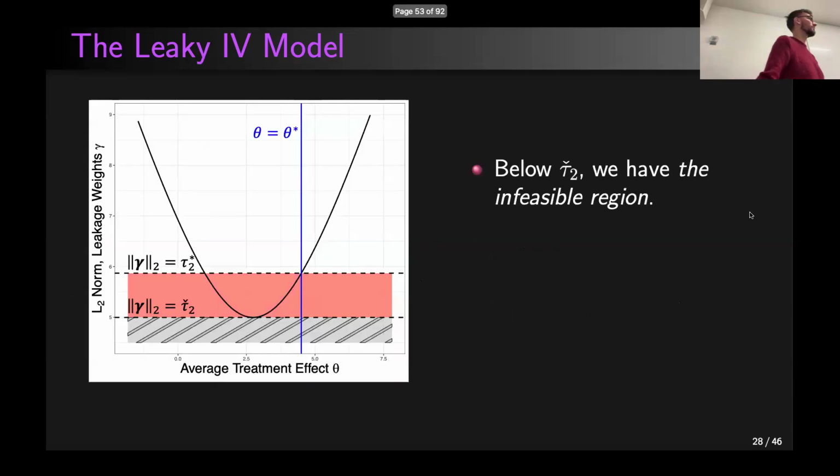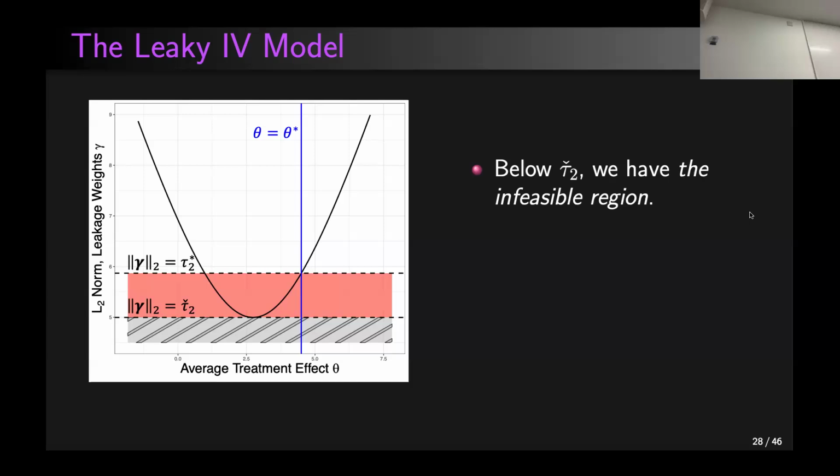I'll get to this implication in a second. I just want to cut to the visual. I think this is going to explain it. This is like the thing we saw before, right? You have ATE versus the L2 norm. And tau is just a horizontal line somewhere on the y-axis of this figure.